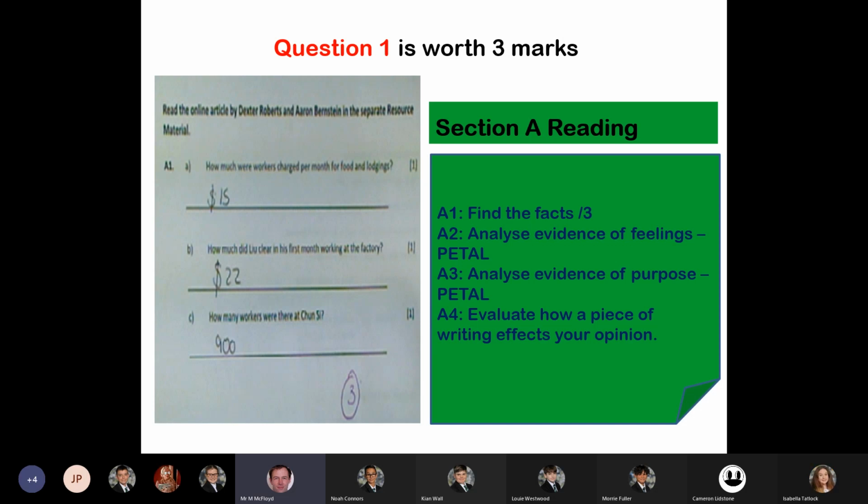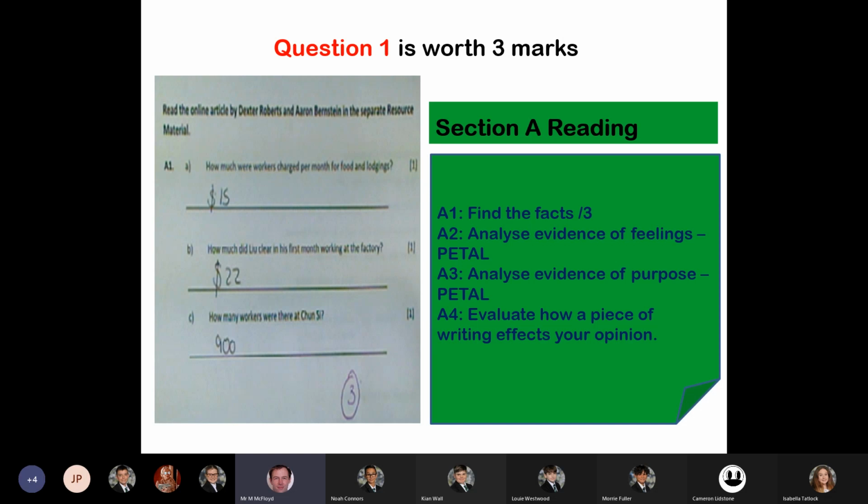A1B reads, how much did Lou clear in his first month working at the factory? You'd read through the article you were given, locate the fact you need, and write it down in the box. Same for A1C: how many workers were there at Chun C? You can see it's worth 1 mark, so again, 1 answer for that as well. That would be a 3 mark question, and I'd hope you would get 3 out of 3 after finding the correct facts.